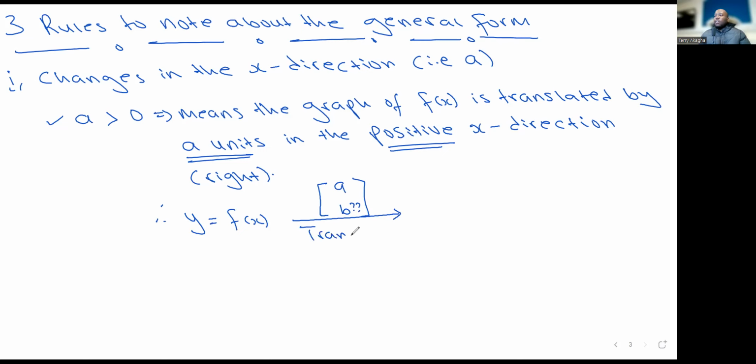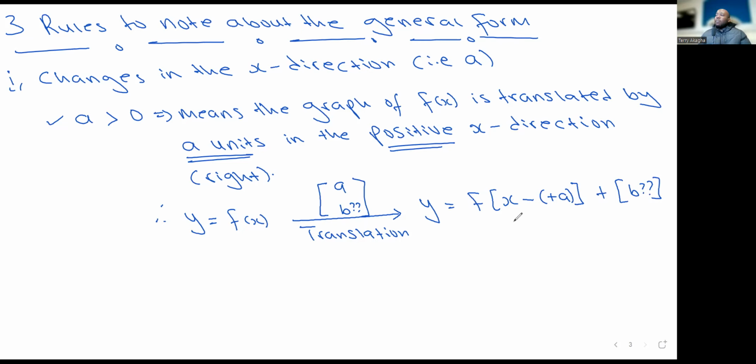So by translation, what will happen? The y will be equal to f. Now, a is positive, so it's going to be x minus positive a. Are you seeing it? Plus, now I've not talked about the b, right? I'm going to talk about the b later, all right? So this is the translated form when a is positive.